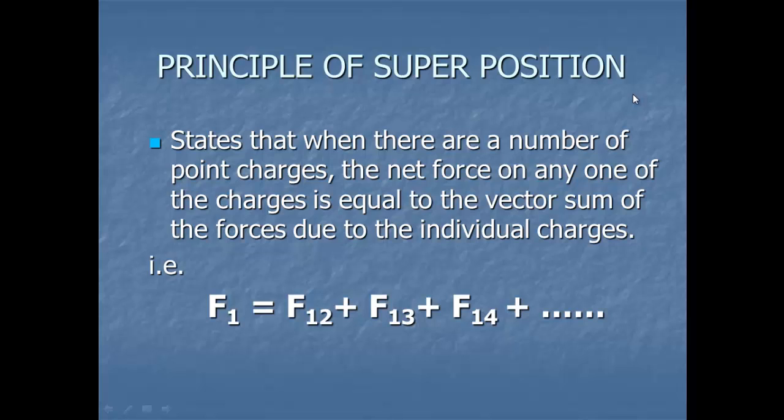The other important property is the principle of superposition of charges. It states that when there are a number of point charges, the net force on any one of the charges is equal to the vector sum of the forces due to the individual charges. That is, F1 is equal to F12 plus F13 plus F14, etc. That is, force on charge 1 is equal to the vector sum of the force on charge 1 due to charge 2, charge 3, charge 4, and so on.